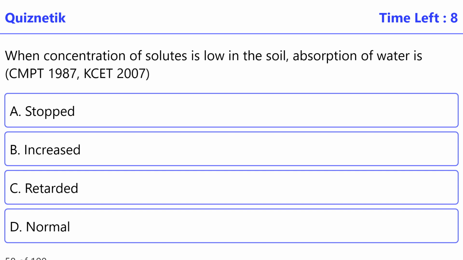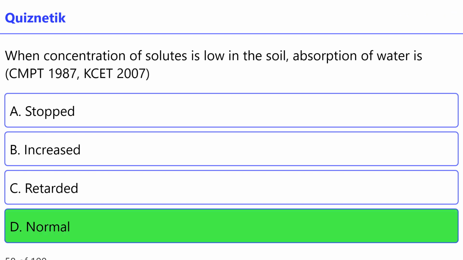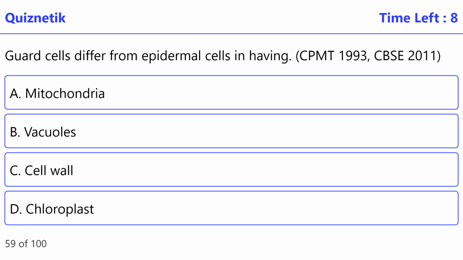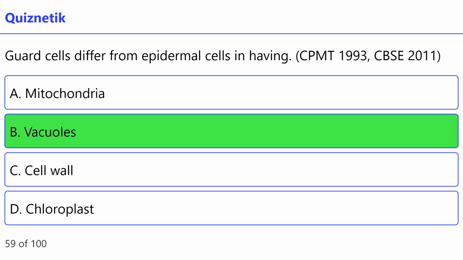When concentration of solutes is low in the soil, absorption of water is CPMT 1987, KSET 2007. The correct option is D, normal. Guard cells differ from epidermal cells in having CPMT 1993, CBSE 2011. The correct option is B, vacuoles.